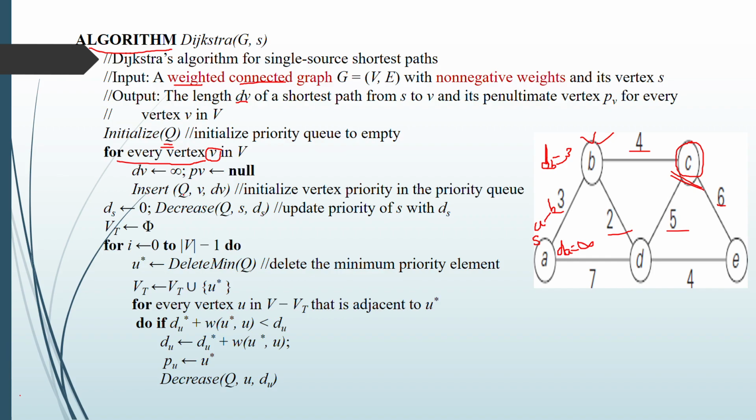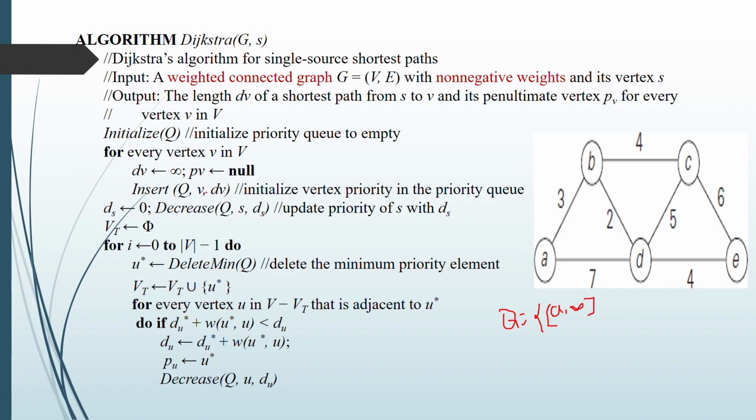And insert in Q. Earlier your Q is empty. Now I am initializing Q with the first vertex. I assume that A is the first vertex, and I'll take this example and explain based on it. dv means the distance of A. During the first step I initialized all the vertices as infinity, that's why it is infinity. This is your first element.